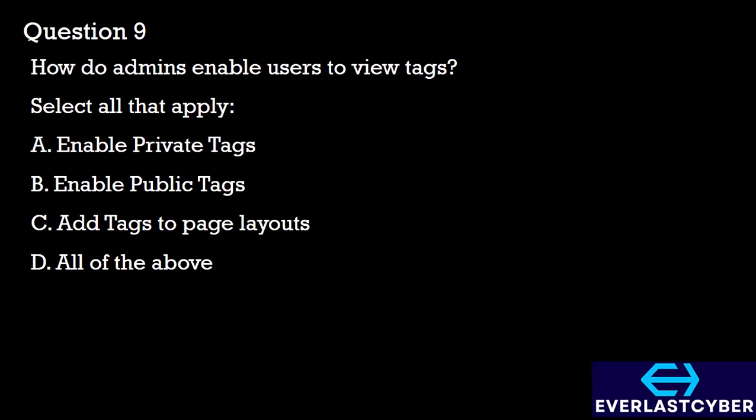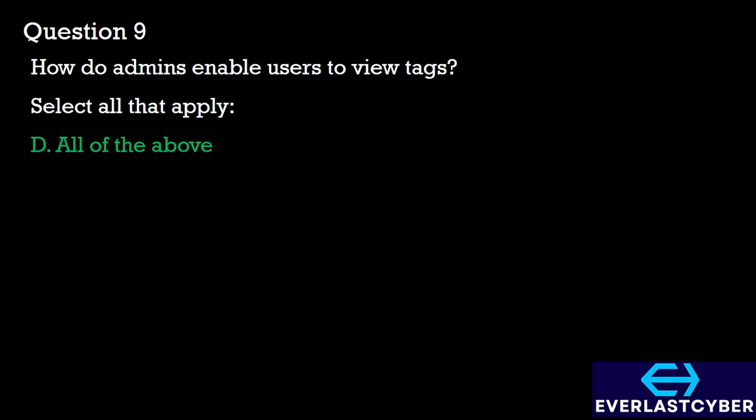Going through the options. Option A. The admin must enable private tags if they want users to create and view their own private tags on records. Admins must also enable public tags if they want users to create and view tags that are visible to others in the organization. For option C, to ensure that tags are visible on records, the admins will need to add the tags related list to the relevant page layouts. So for this, we'll be going with option D. It's all of the above. That is how admins enable users to view tags, by enabling private tags, public tags, and adding the tags to page layouts.